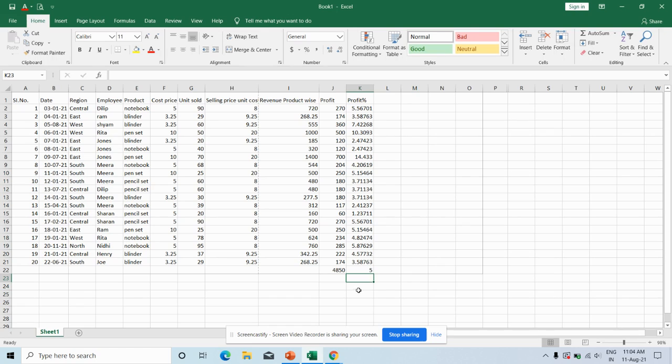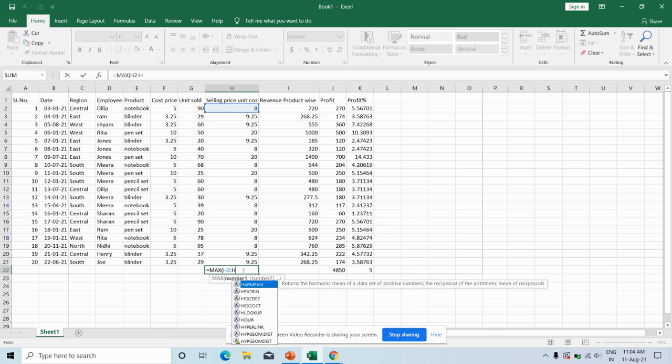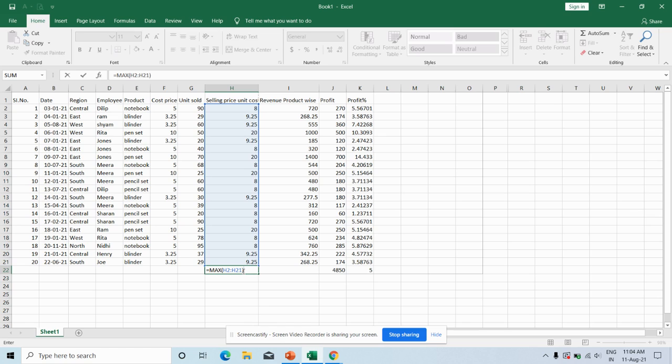For maximum, if I want to find the maximum of, let's suppose, the selling price, just write down max, defining the range, that is H2 to H21. 20 is the maximum of all these.